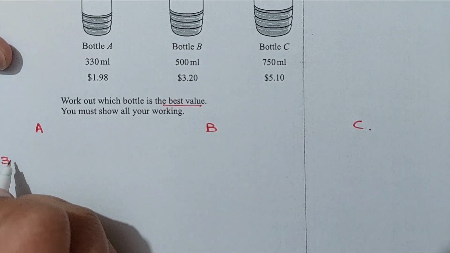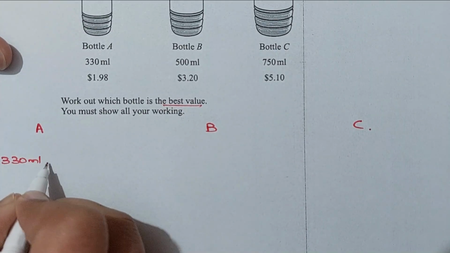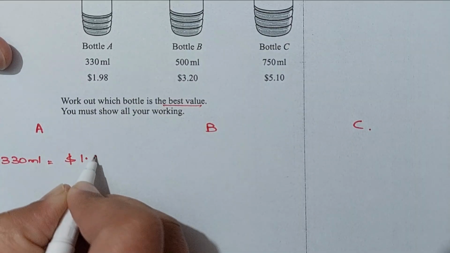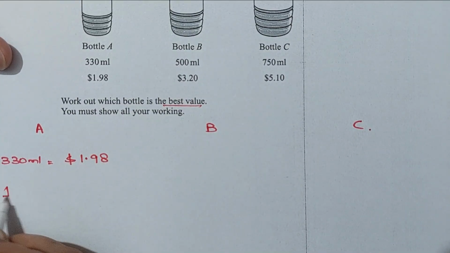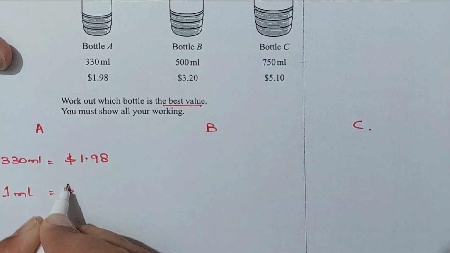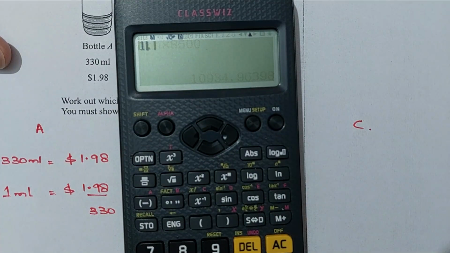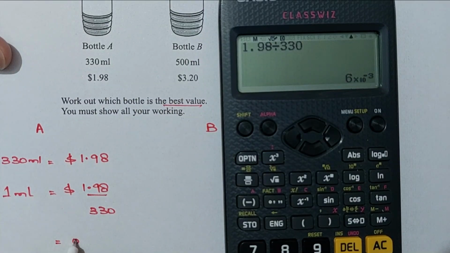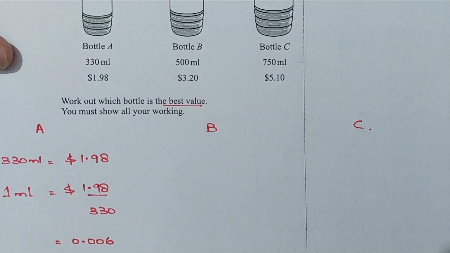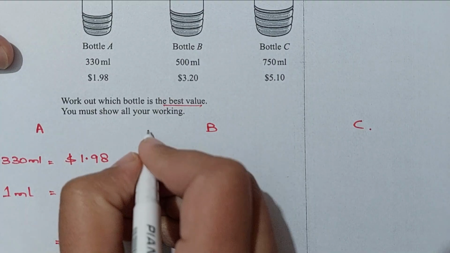Bottle A, 330 milliliters, is equal to 1.98. What about 1 milliliter over here? In dollars it is 1.98 over 330. This is 6 times 10 to the power negative 3, which is 0.006. Moving to the next one.